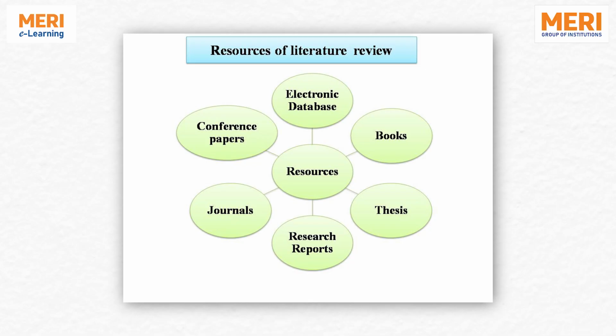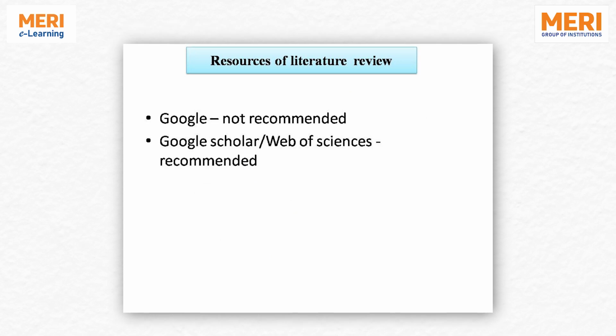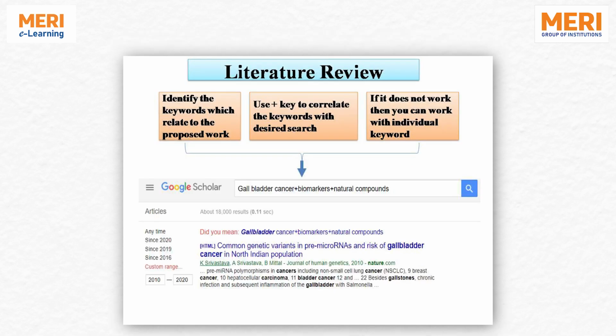Then where do we take resources from in a literature review? We take the data from books, theses, research reports, journals, conference papers, and electronic databases from the internet. Literature review is not recommended with plain Google. We can take the data from Google Scholar, Web of Science, and recommended journals. Literature review identifies us well in Google Scholar. When we take the data from Google Scholar, it is better to judge us with good research papers.